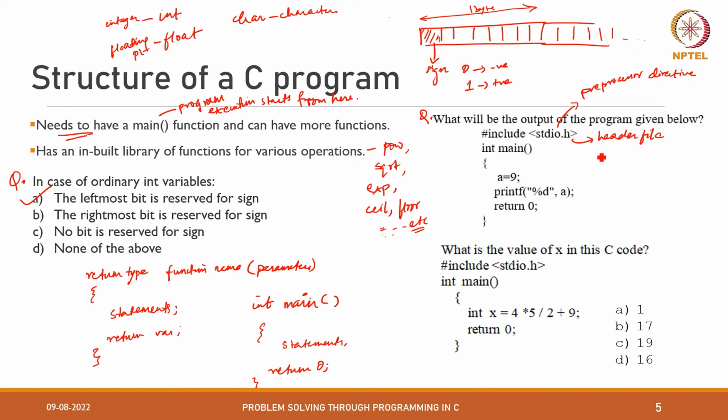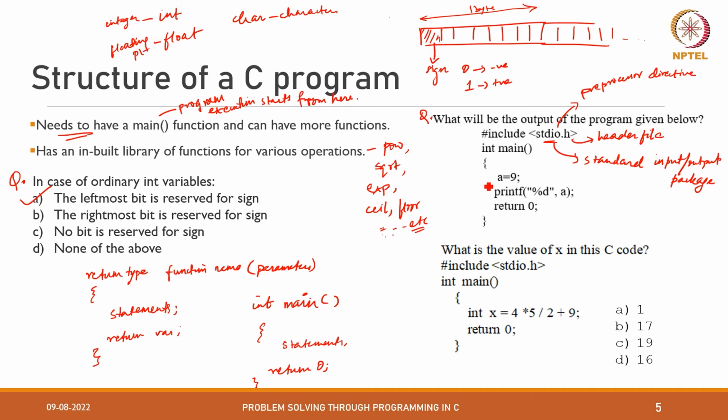Now this stdio.h has all the printing functions. So printf, scanf, all of these come under stdio.h, the standard input output package. Next we have a main function where we are writing a is equal to 9, then we are printing a and returning 0.